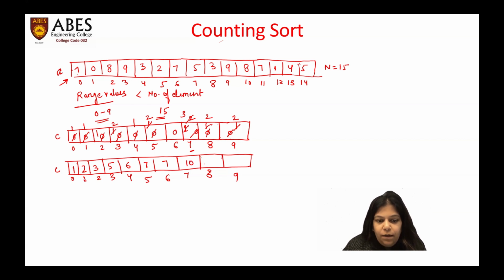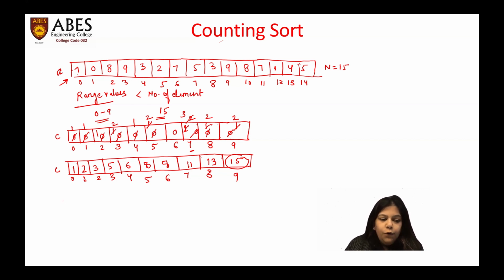So for 7, this value will be 10. For 6, this will be 8. Then this will also be 8. This will become 11. This will be 13. And this will be 15. So this represents the frequency array, which tells us how many elements are less than or equal to a particular element. Like if you talk about 9, there are 15 elements which are less than or equal to 9 in the input array.